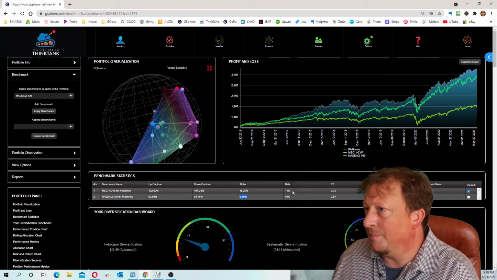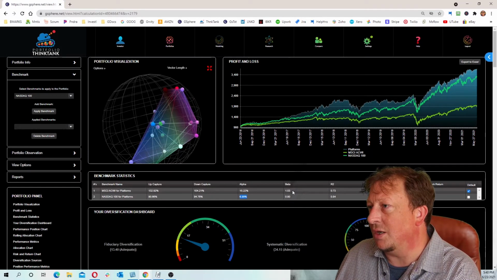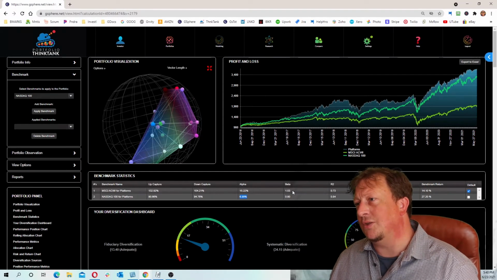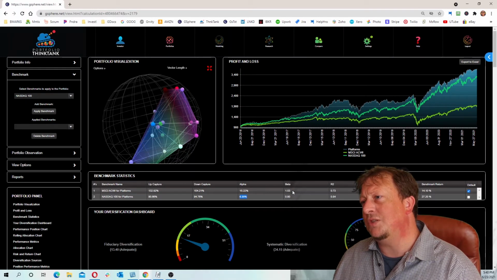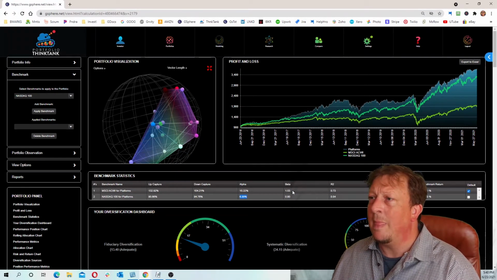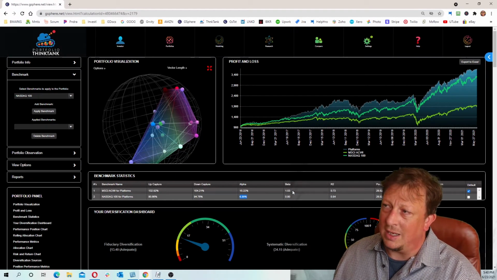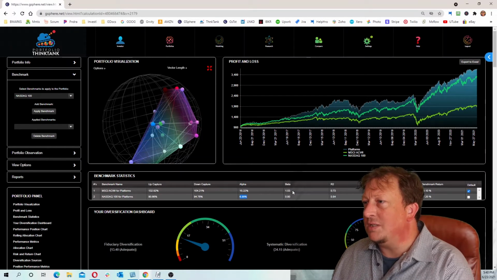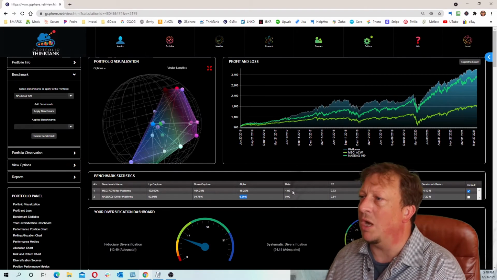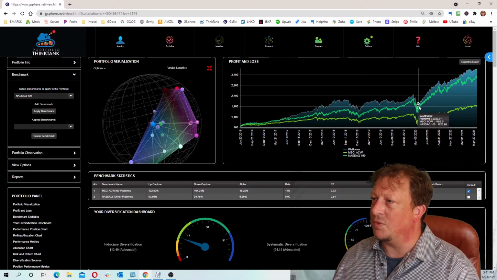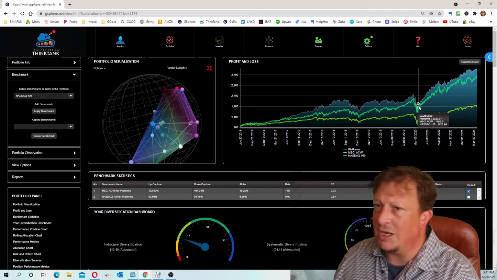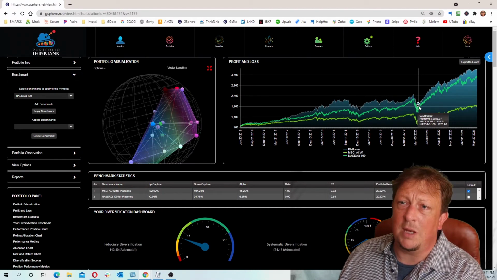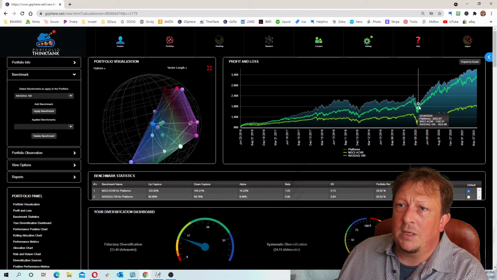So, my boxes are all checked here, and there are a couple of things to look at too. Not just the performance versus the benchmark, but when did it get ahead? When did it get behind? So let's focus in here on this drop back in March of 2020. And actually, to do that, I'm going to update my portfolio observation period. So I'm going to need to go back.